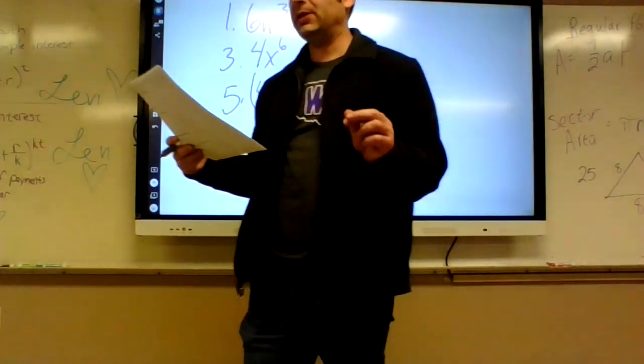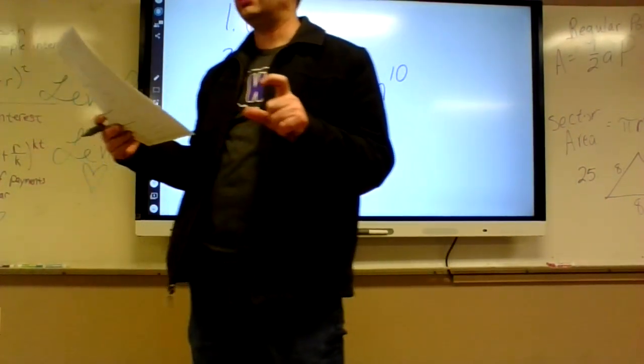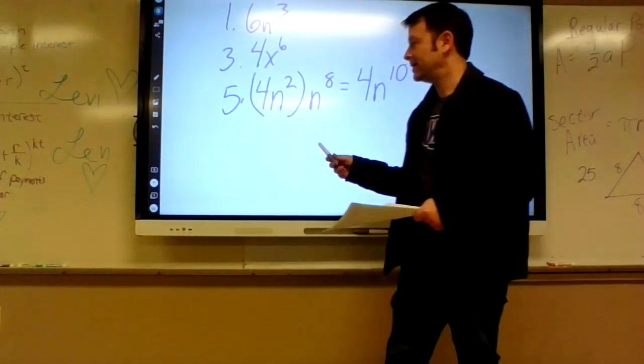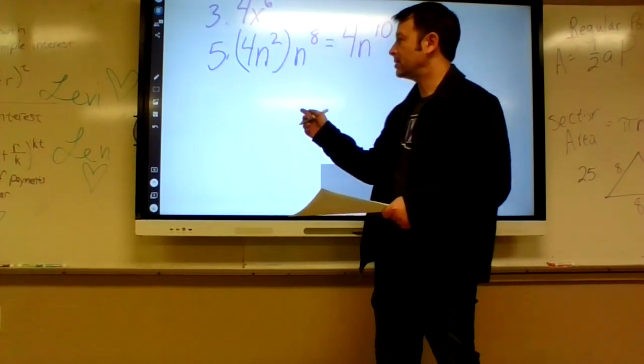So notice when he did n to the second to the fourth, he multiplied the exponents, not added. But at the end, when he did n times n, he added the exponents.